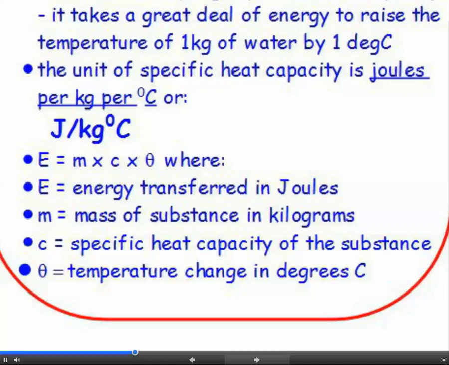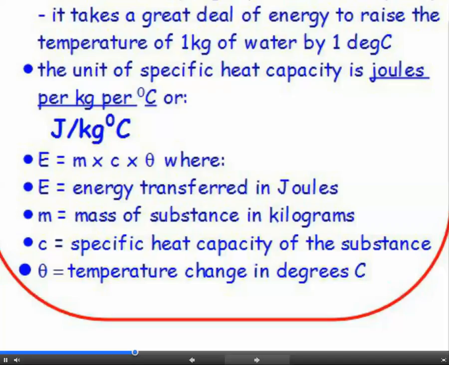This is one of the equations that you'll find on the physics equation sheet, and you might in the exam be required to do a calculation on this. So this is the correct equation. E equals m times c times theta, that funny circle with a slash through it.